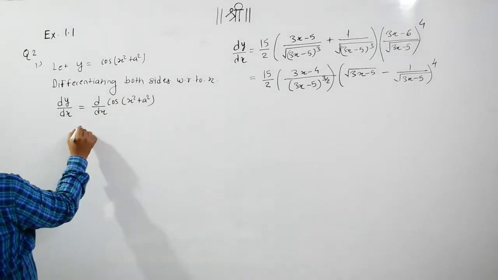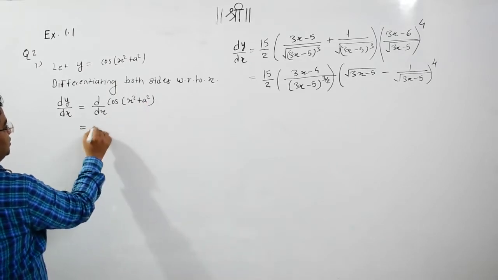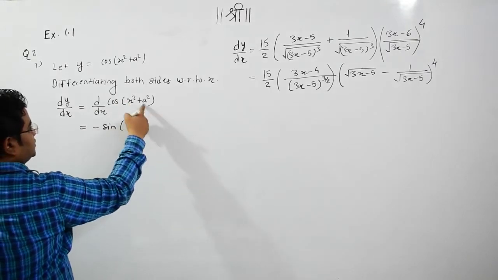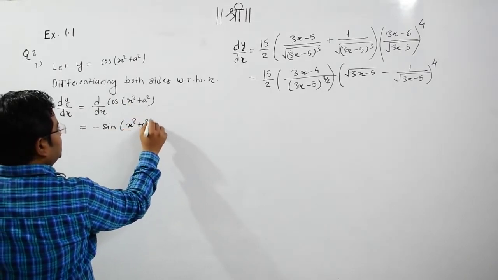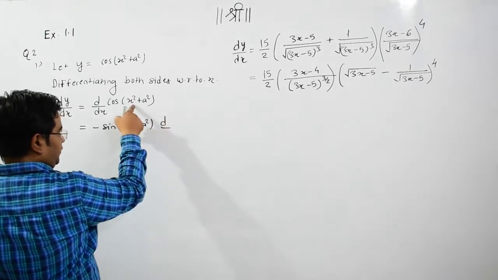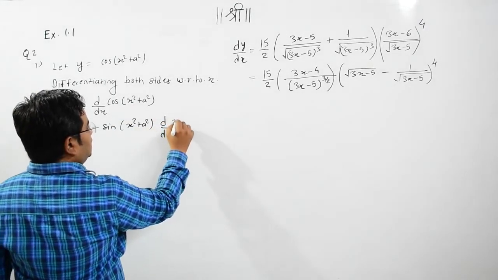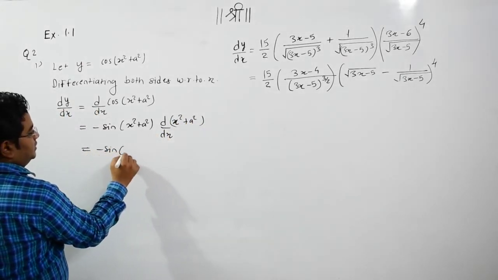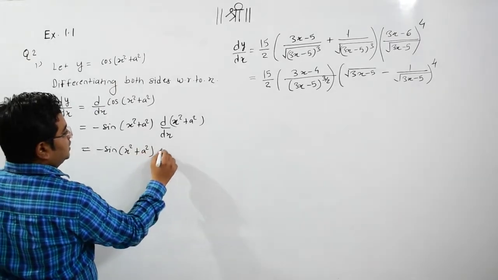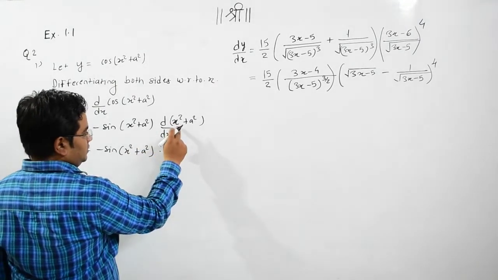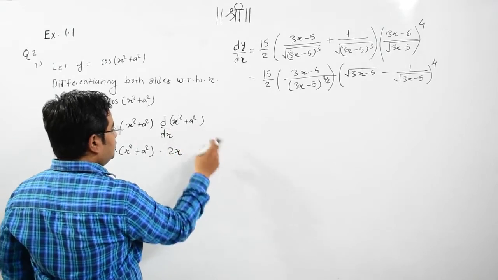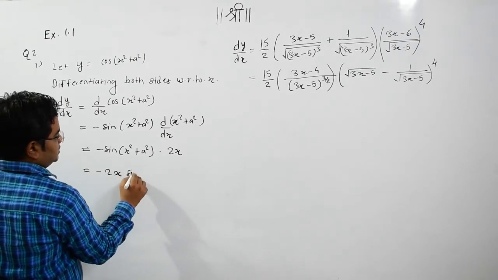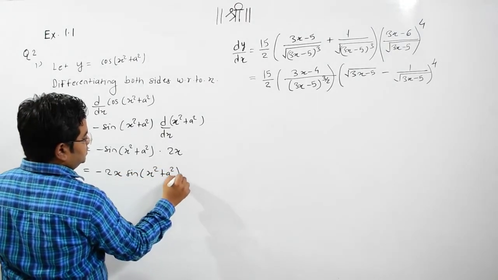Now what should be our next step? Now this cos derivative is nothing but minus sine. The derivative of cos is minus sine, so f of x will remain as it is: x square plus a square. Then the derivative of this f of x, x square plus a square, will be multiplied. So minus sine of x square plus a square dot, what is the derivative of this? This is nothing but 2x, and the derivative of a square will be 0. So this is nothing but minus 2x sine of x square plus a square.